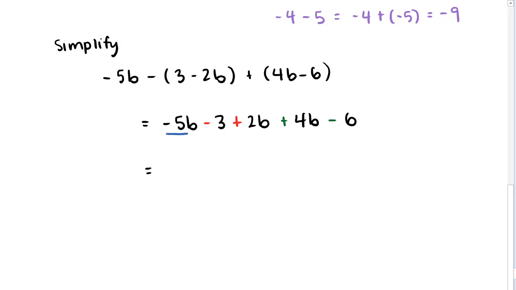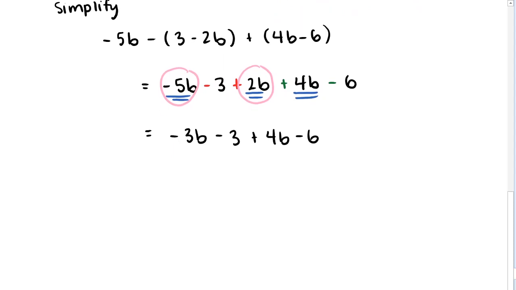This is negative 5b plus 2b and plus 4b. Well, negative 5b plus 2b, maybe let's do these one at a time. So that's negative 5b plus 2b is negative 3b. And then we still have that minus 3 plus 4b minus 6. So all I've done so far is combine these two like terms, just to do this one step at a time. And then we still have to combine the remaining b term.